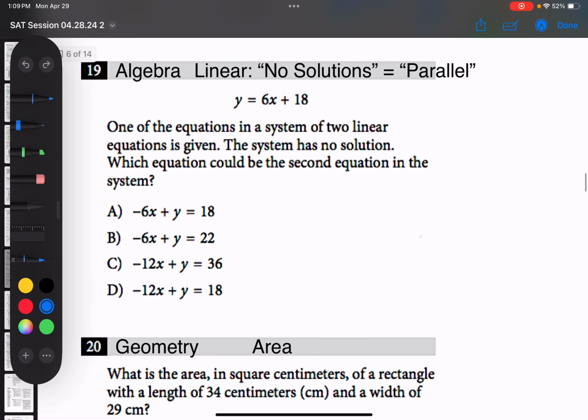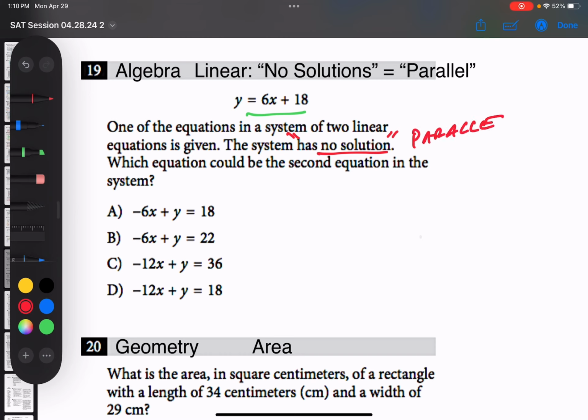All right, question number 19. They're showing you y equals 6x plus 18. That is a slope-intercept formula. Then we go into the question. One of the equations in the system of the 2 linear equations is given. All right, that's what they gave us here. But then they say the system has no solution. If it has no solutions, that means that the 2 lines are parallel.